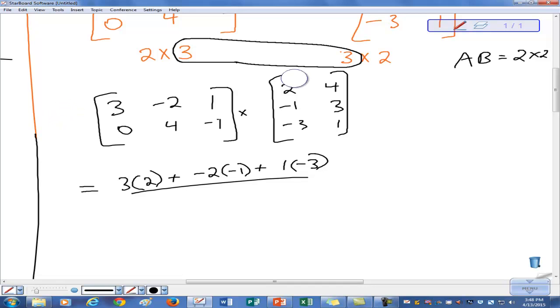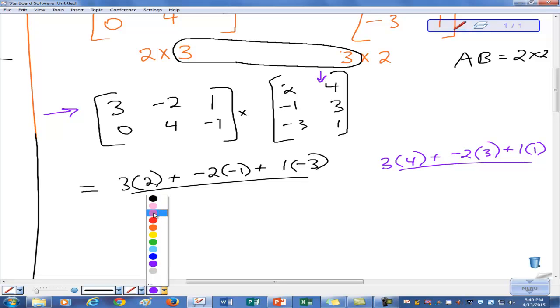Now we're going to multiply the first row times the second column. So this would be 3 times 4 plus, what's going to be next? -2 times what? You should have said 3, plus, what's going to follow after that? You should have said 1 times 1. And that'll be the next number.